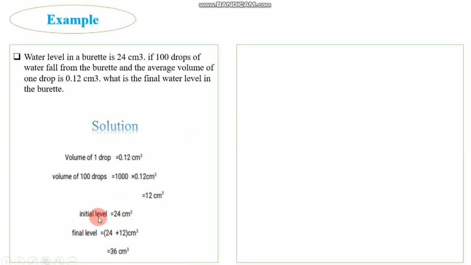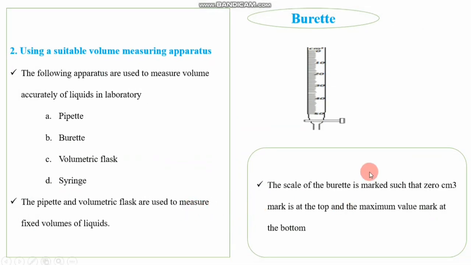So the initial level was 24 cubic centimeters. Therefore our final level will be 24 cubic centimeters plus the total volume of the water droplets, which will give you 36 cubic centimeters. So the final reading will be around here, 36 cubic centimeters.